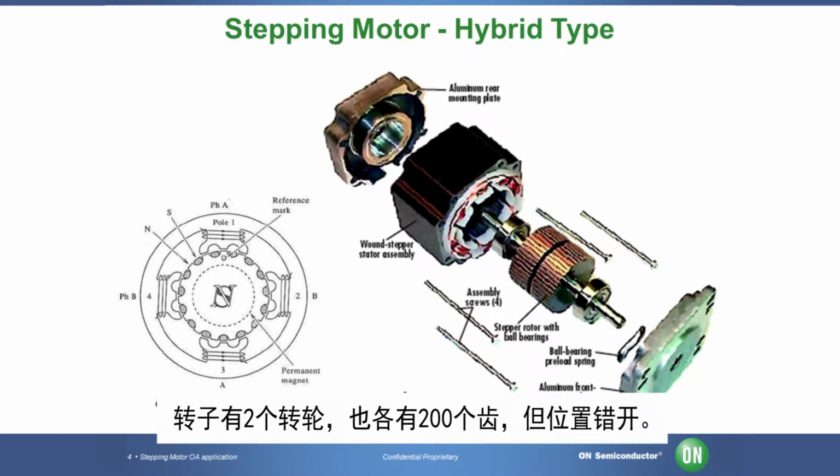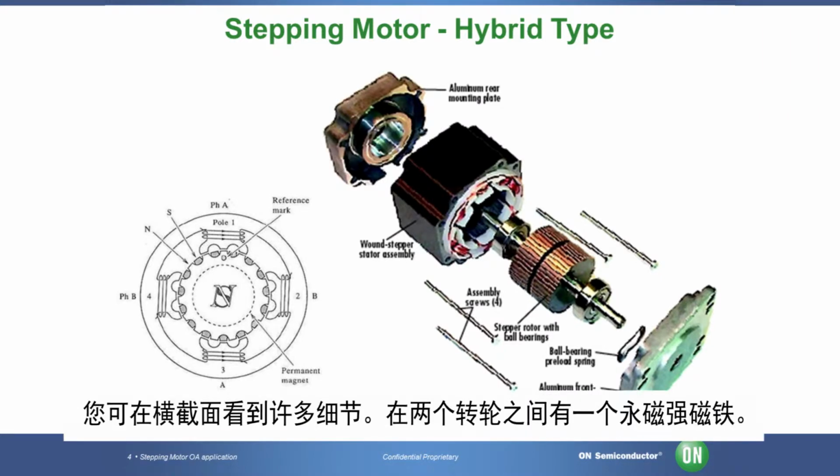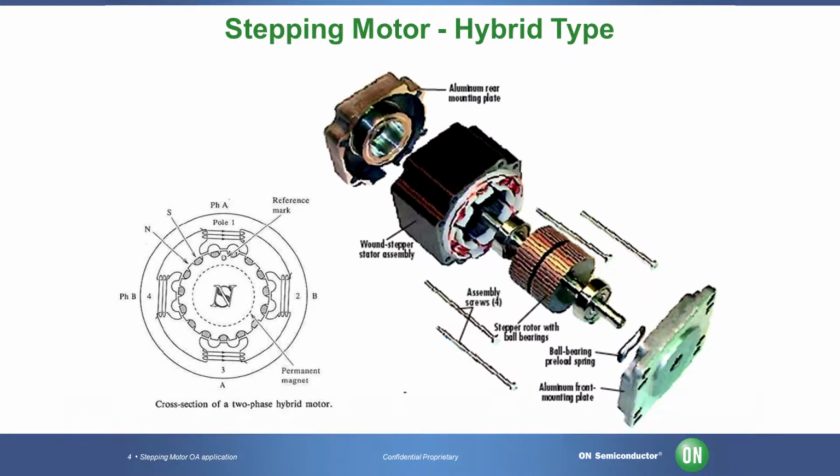The rotor has 2 rotor wheels, both with 200 teeth also, but shifted. You can see more detail in this cross section. In between the rotor wheels, a strong permanent magnet is positioned.